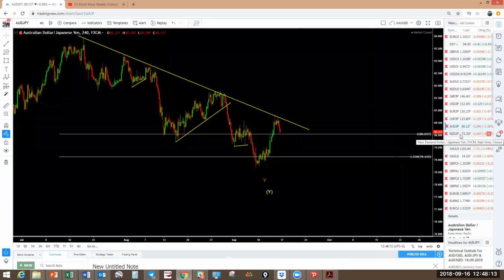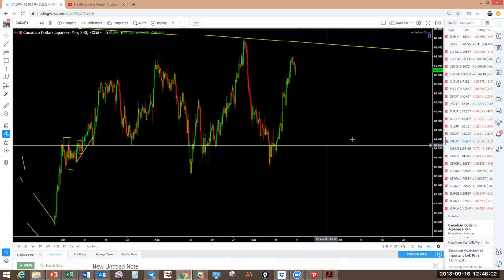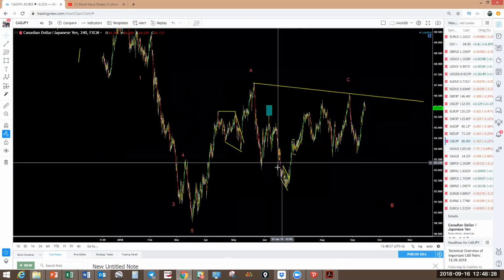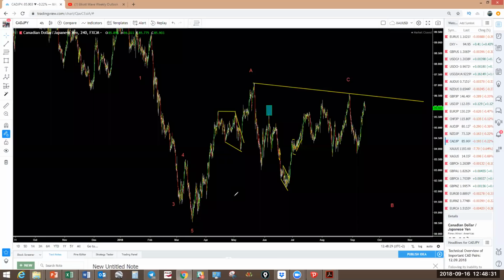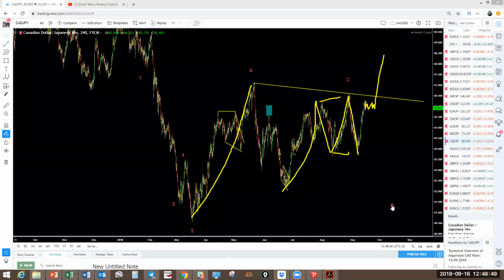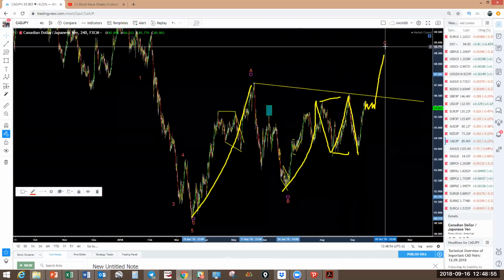And now let's look at CADJPY. All right, so CADJPY, we're looking for this to break higher. So we've got this move to the upside. Looks like we've made an expanding flat here, or is it a running flat? So we're looking for this to correct here and push to the upside, further upside. So this could be a B that will locate there. So let's watch out for a correction and a further move to the upside.